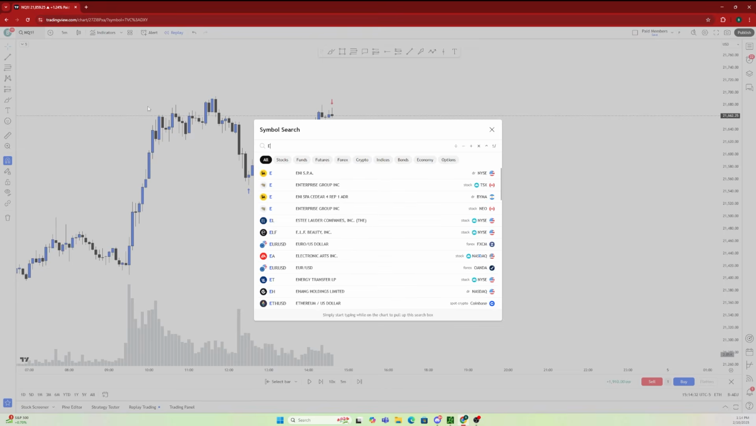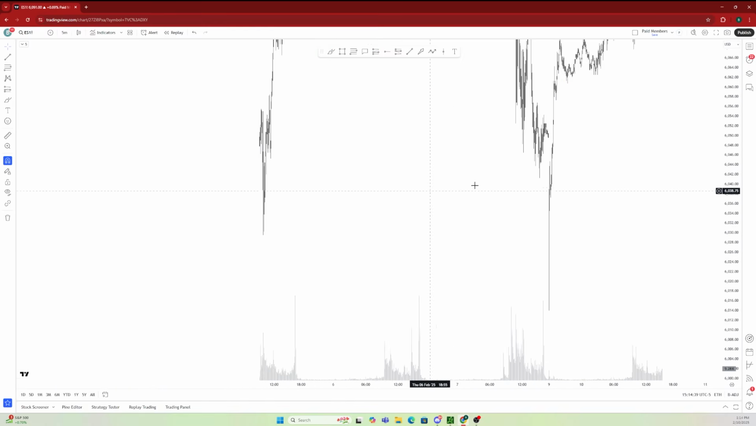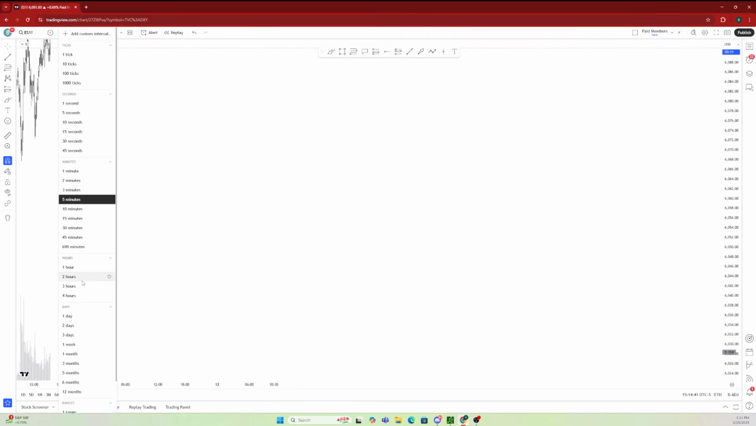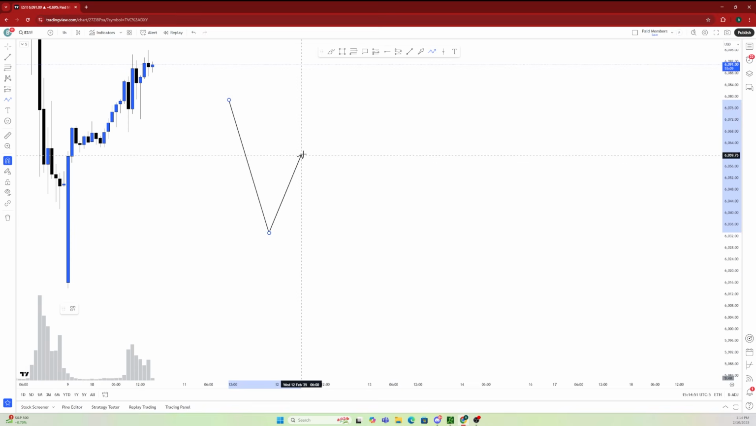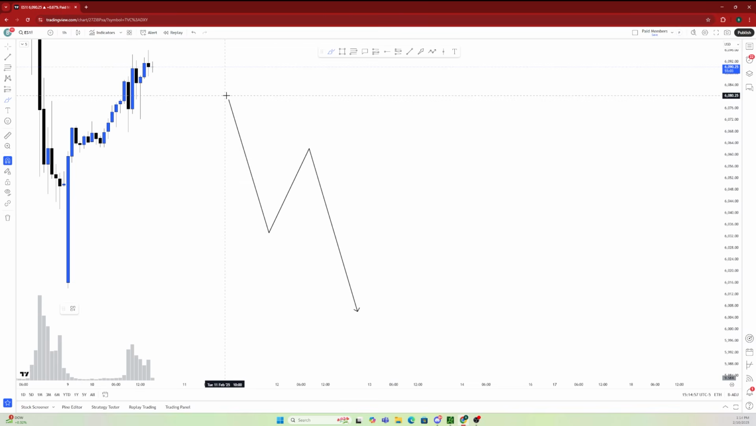Now, if we go back on over to ES, when price is in a downtrend, what we want to start looking for is again that lower low and lower high. Once we identify the lower low and lower high, we then want to find our impulse move, so the highest point of price action before price started to flush to the downside, and then the lowest point of price action before price started to bounce back up.